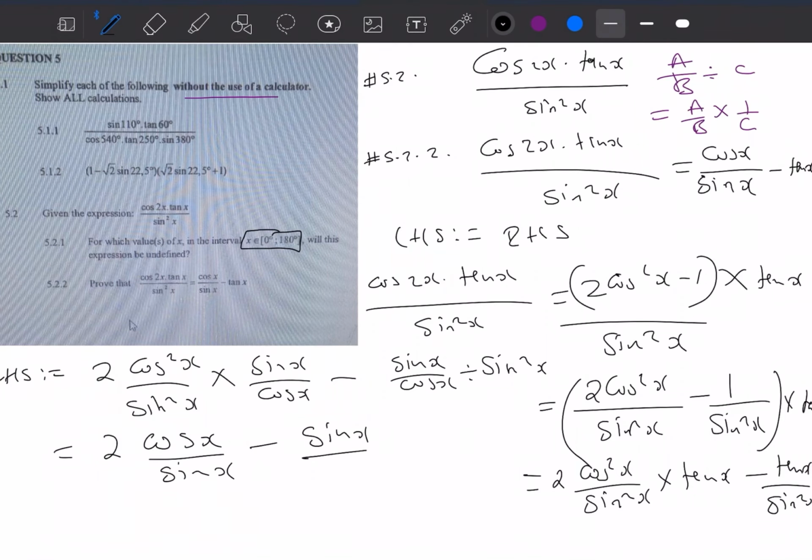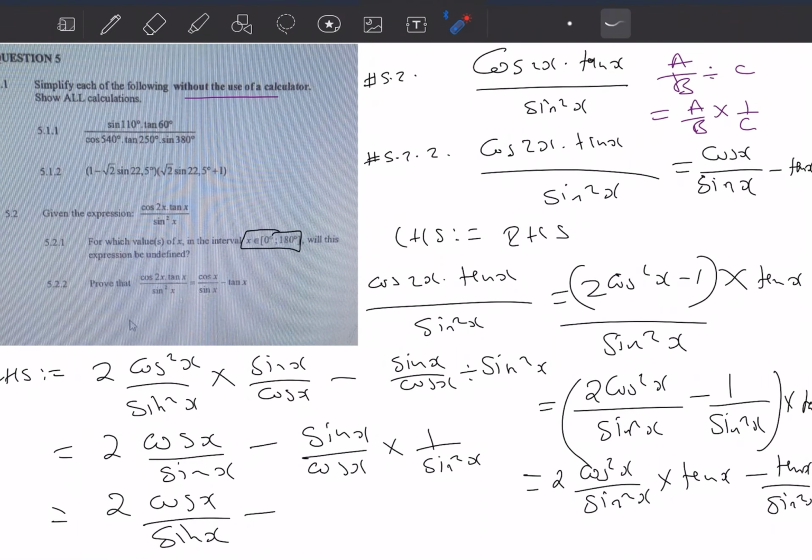So you have sine x over cos x times 1 over sine squared x. Then we have 2 cos x over sine x minus, and sine x over sine squared x is sine x.